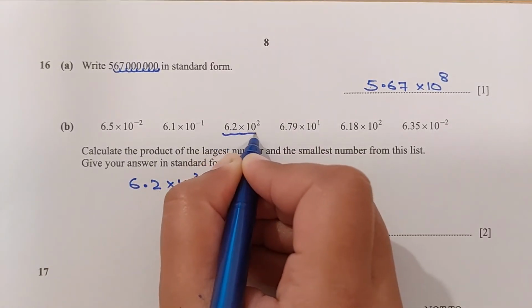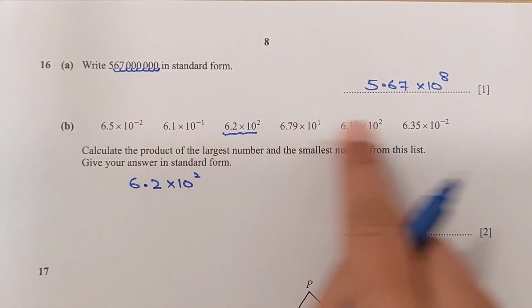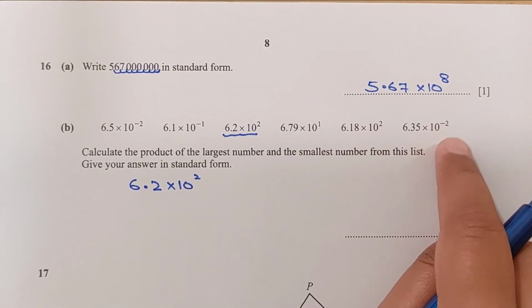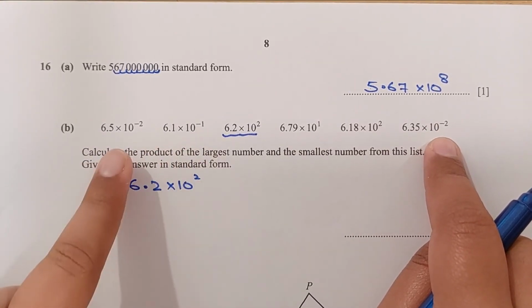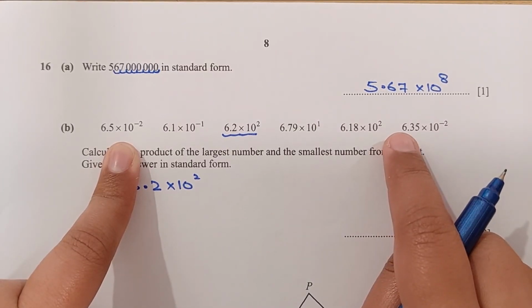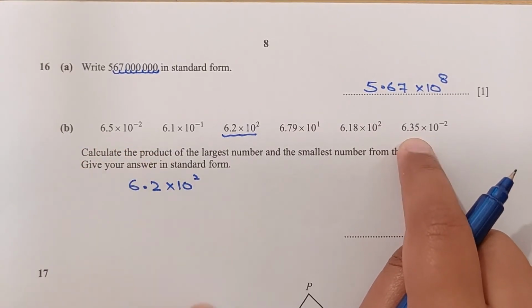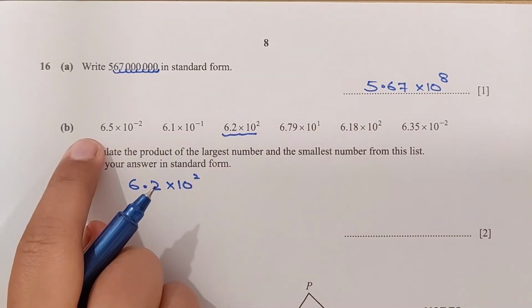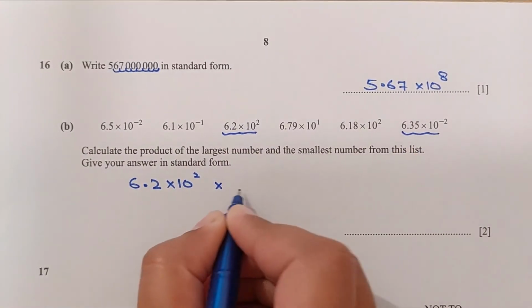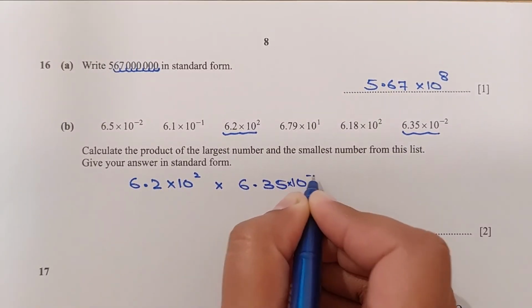This is the larger number, and the smaller number has a negative power. The powers are negative 2, negative 1 and negative 2. So negative 2 is lower compared to negative 1. There are two numbers with a negative 2 power, 6.35 and 6.5. The lower one is 6.35, not 6.50. So the smaller number is 6.35 times 10 exponent minus 2.